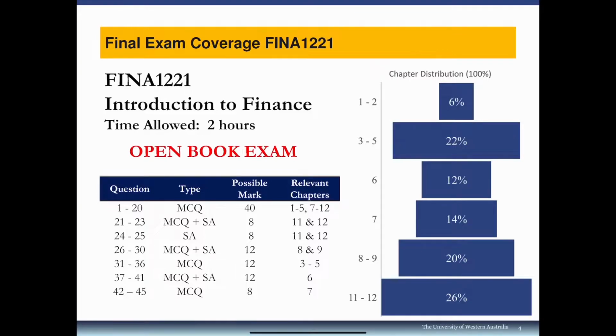You can see that chapters 3 to 5 take 22%, chapters 6 and 7 take 12 and 14% respectively, and chapters 8 to 9 combined take 20%. Chapters 11 to 12, which is what we're going to go through today, risk and return, as well as next week's portfolio theory, will be 26%. So they turn out to be probably one of the more important parts.